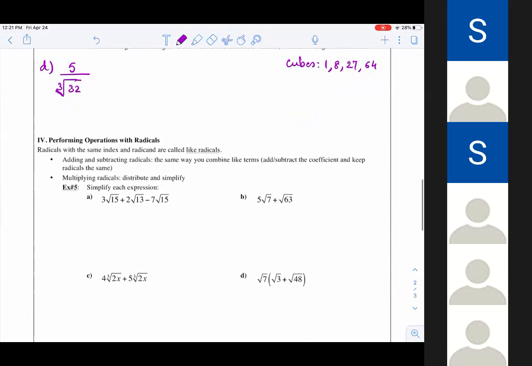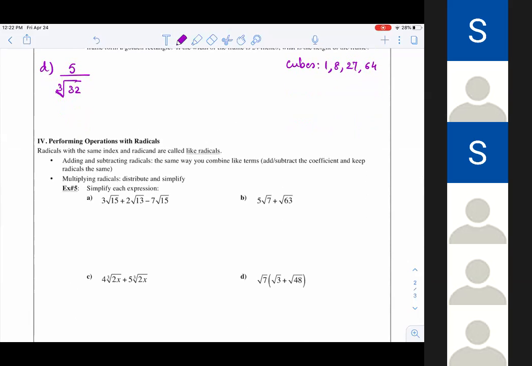Okay. In this example, you see that 32 is in between 27 and 64. Which means, is there any way you can make the 32 a 64? What do you have to do? Multiply 32 by something to get 64. By 2. So that's what you're going to do. But you cannot simply multiply by 2. It's going to be cube root of 2, because then only you can combine this cube root of 32 and this cube root of 2. So you have to make sure that it's not simply 2, it's cube root of 2.